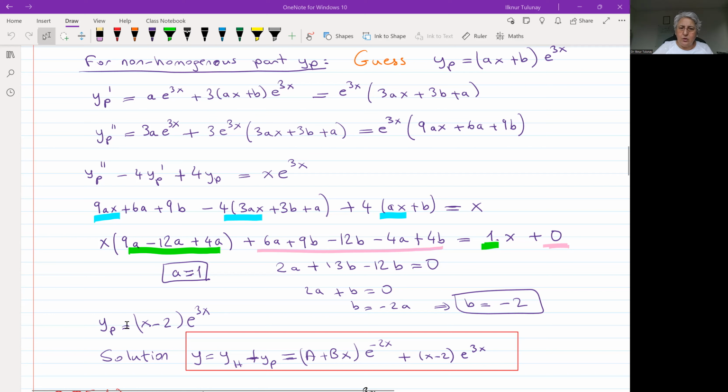So the non-homogeneous solution will be (ax plus b) e to the 3x, so (x minus 2) e to the 3x. The general solution for this equation is the homogeneous part plus the non-homogeneous part. The homogeneous part is (a plus bx) e to the minus 2x, and the non-homogeneous part is (x minus 2) e to the 3x, as we calculated here. I will stop here. I will do a few more exercises on that in the next few videos. Okay, thank you very much.